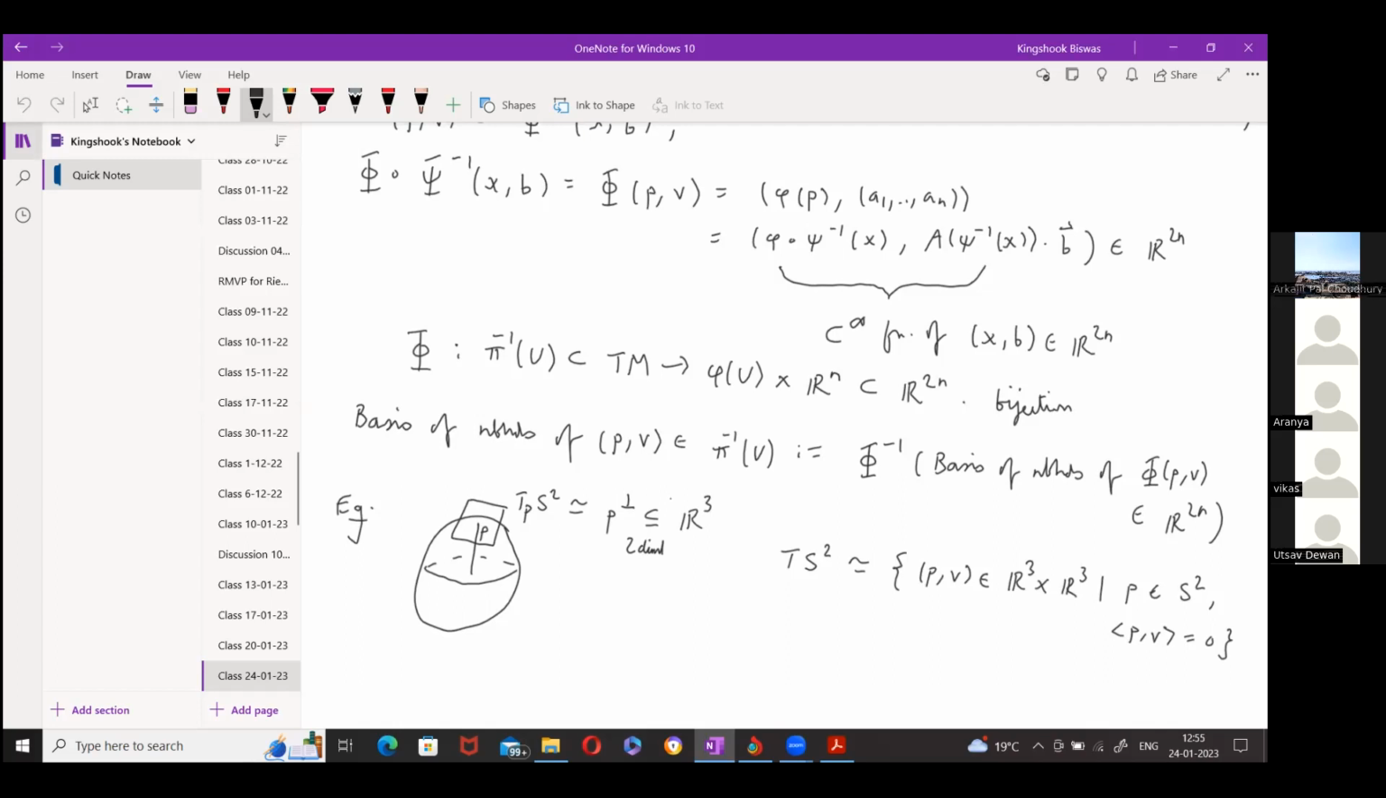You can see that intuitively because this (P, V) is in R3 cross R3, which has 6 dimensions, but we're applying 2 constraints, right? One is that norm P is equal to 1. That's one equation. And then we have inner product PV equal to 0. That's another equation. So that should cut down the dimension by 2, right? So 6 minus 2 is equal to 4.